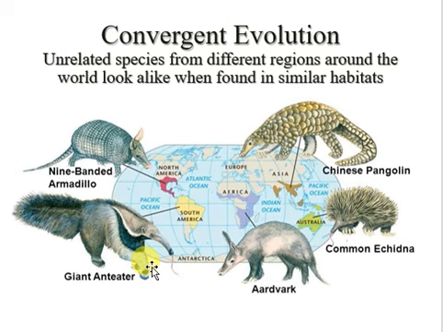To converge means to come together like two lines meeting at a point. Convergent evolution is when unrelated species from different regions around the world converge or begin to look alike when they are found in similar environments. And a great case of this is these little guys here. So your pangolins, aardvarks, armadillos, and anteaters. A lot of people make the mistake of thinking that they are closely related because they look similar to one another.